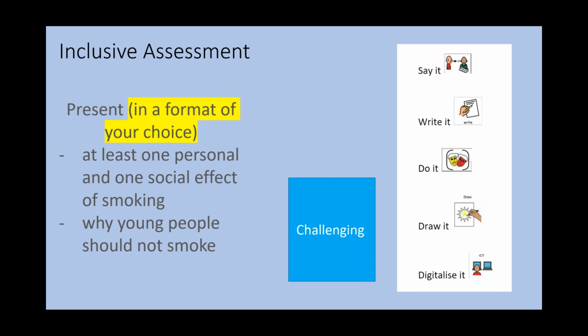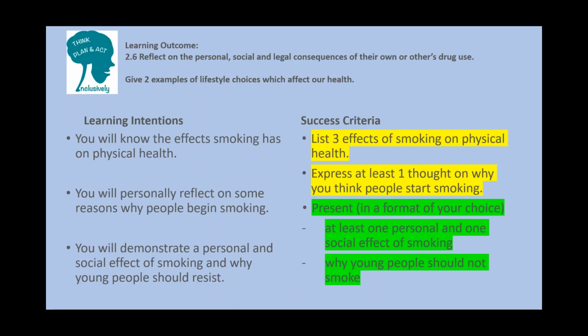What Lisa had set at home as homework was that students would present their learning. So they would present at least one personal and one social effect of smoking, and they would explain or present why young people should not smoke. So I suppose that final criteria may be realised and met through a homework piece. So as a teacher, I could insist that everyone is going to present their learning and the required criteria by way of a poster. But who would I be excluding?